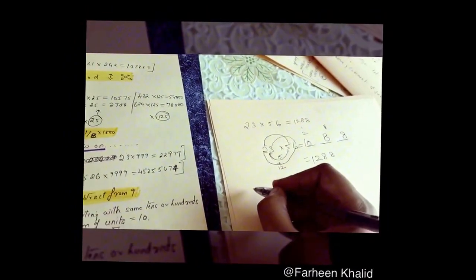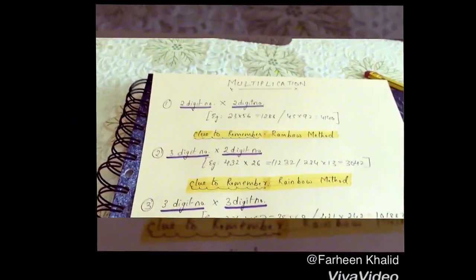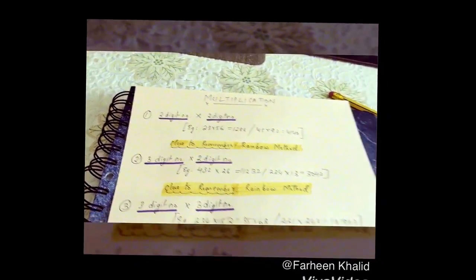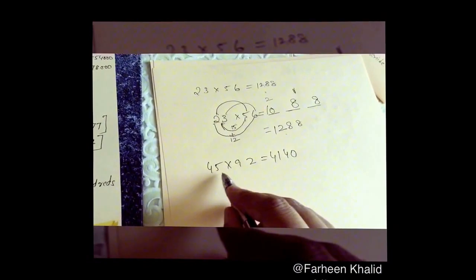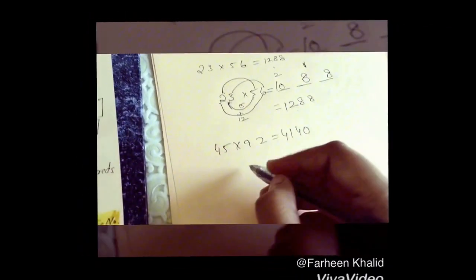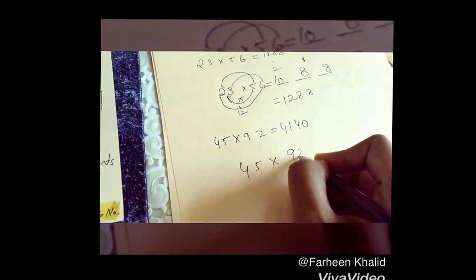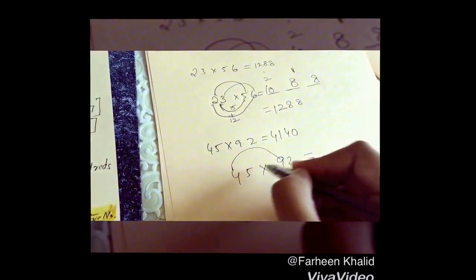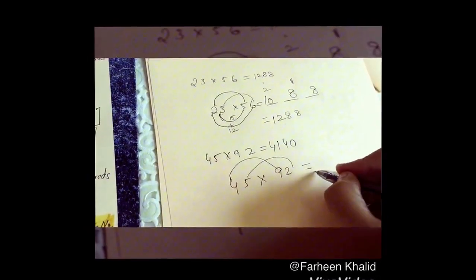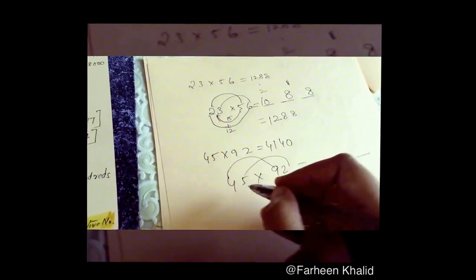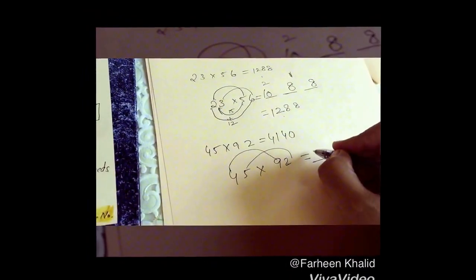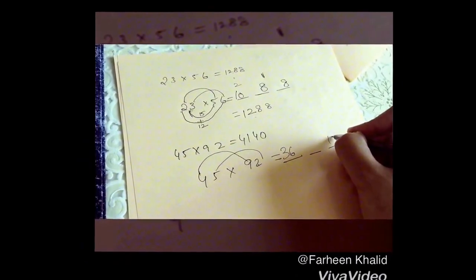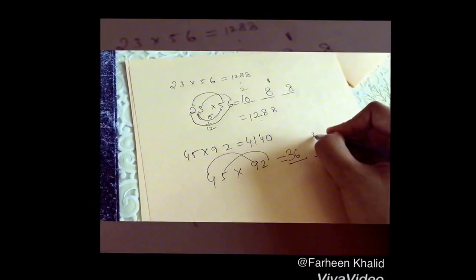Okay, so let's try another one here. I have taken another example, which is 45 times 92 equal to 4140. Now let's do this. So first we do this and then we do this, and then we have 3 spaces here. So it's 4 times 9, which is 36. And then you have 5 times 2, which is 10. So 10, you put a 0 here and you carry the 1 here.